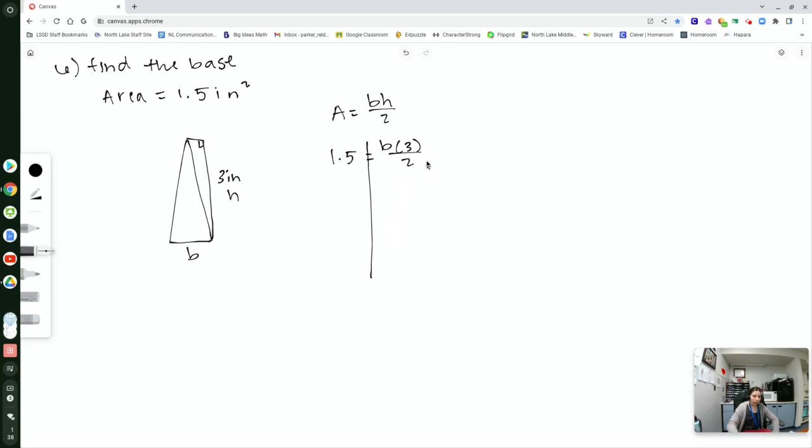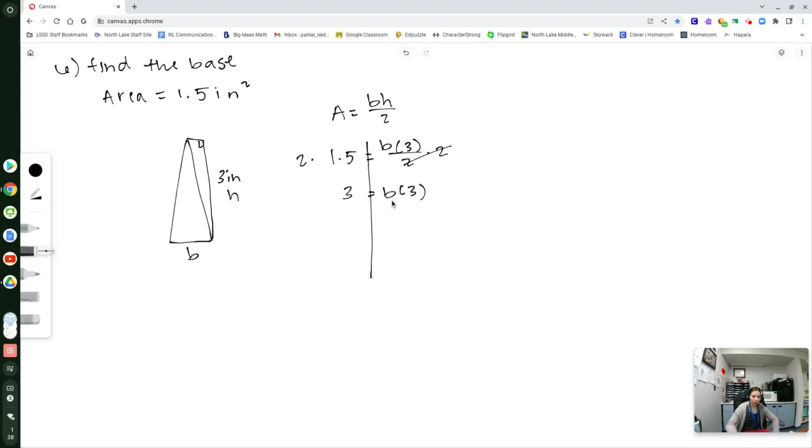So first, how do I undo divided by 2? I'm going to do the opposite. I'm going to multiply by 2. Times 2 divided by 2 undo each other, leaving b times 3 left over. Again, we haven't done anything with this 3. It's still there. All we got rid of was the divided by 2 part. If I multiply this side by 2, I'll need to do the same on the other. 2 times 1.5 is 3. I'm not quite done yet, but I am getting closer.